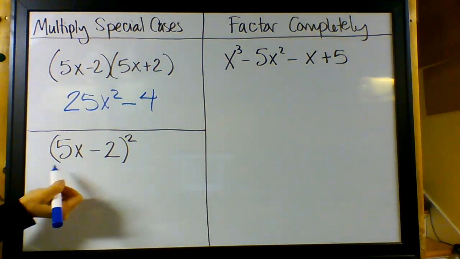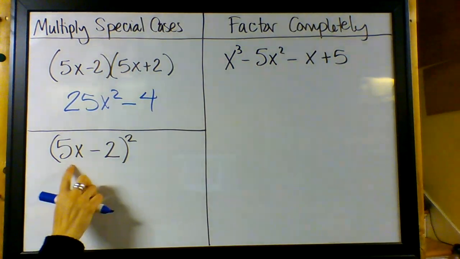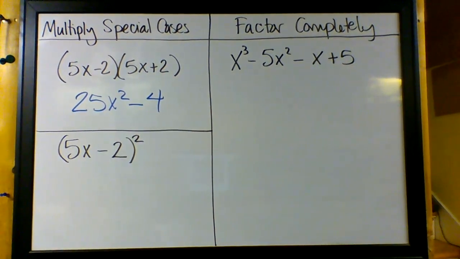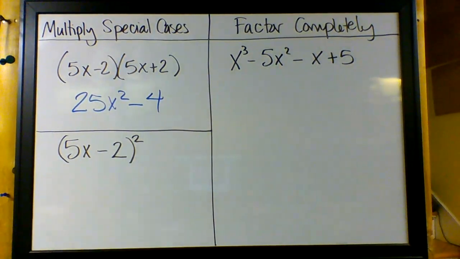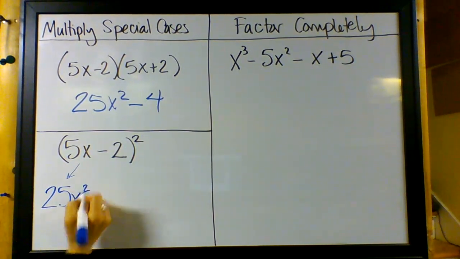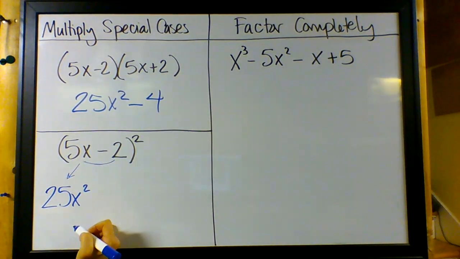I recognize here a, what is it again? Oh, a binomial squared. I see a binomial, single set of parentheses, squared. So this binomial squared is going to multiply out to a, that's right, perfect trinomial square. So perfect trinomial square tells me three terms. I'm going to square the first term. I'm going to multiply the two terms and double it.